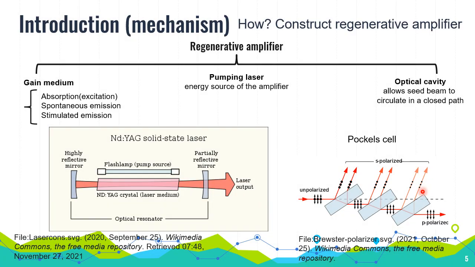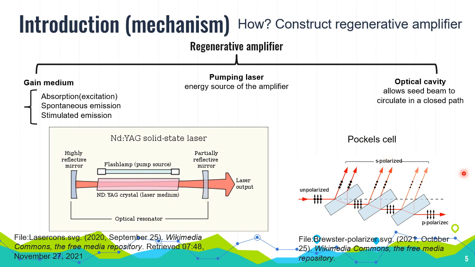So how do we construct this regenerative amplifier? A regenerative amplifier is comprised of three different kinds of elements. The first one is the gain medium, which is here. The gain medium is a major determining factor of the wavelength of this laser, and the gain medium is excited by the pump source, which is here. It is also the place where spontaneous emission and stimulated emission take place.